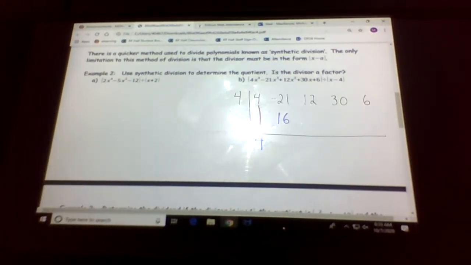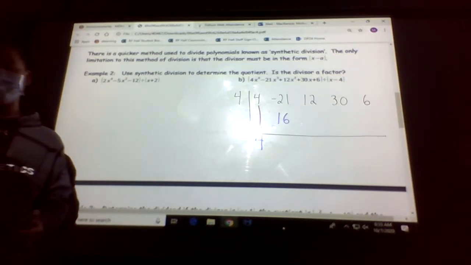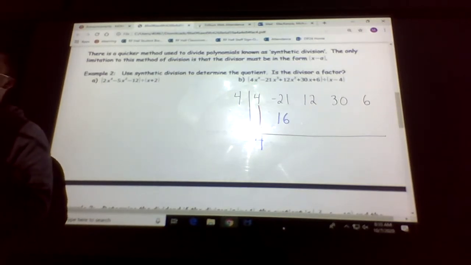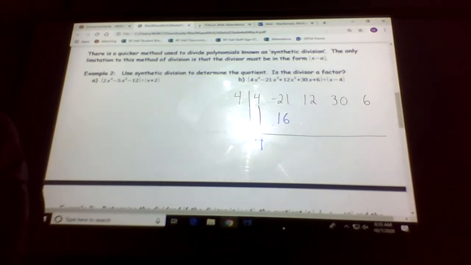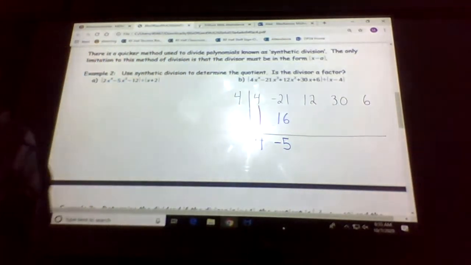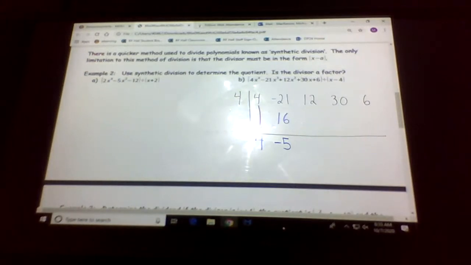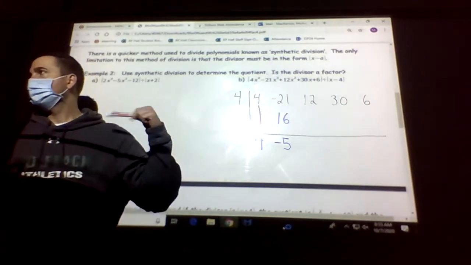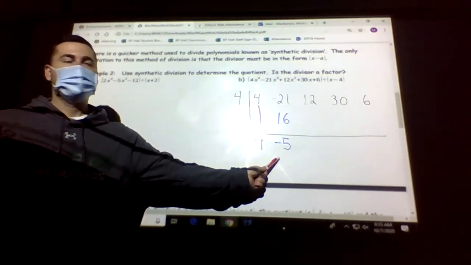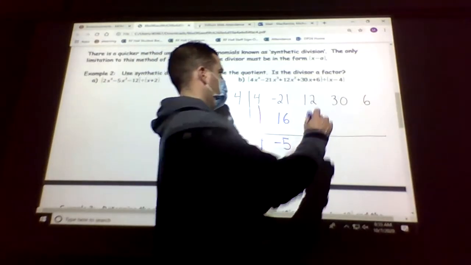Okay, now we're going to add. Negative 21 plus 16. Negative 21 plus 16 gives us? Minus 5, good. So we have negative 5. Okay, now we're going to multiply that number by 4. So 4 times negative 5 is? Negative 20.